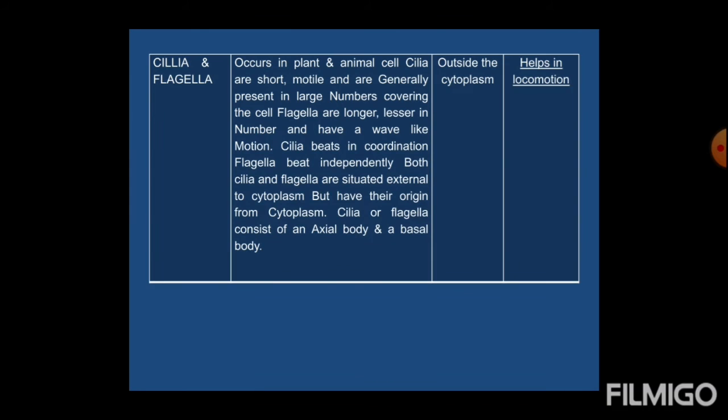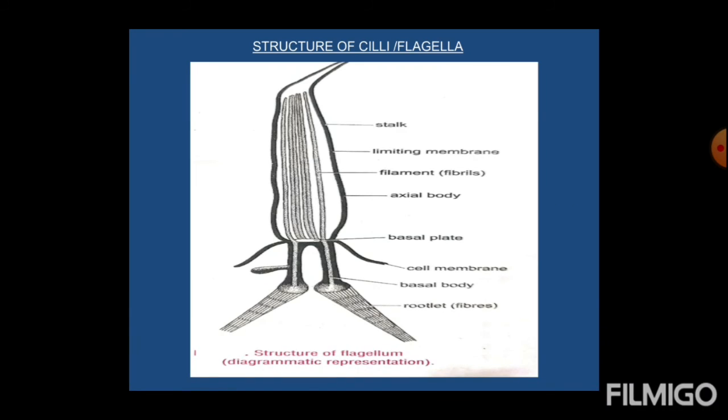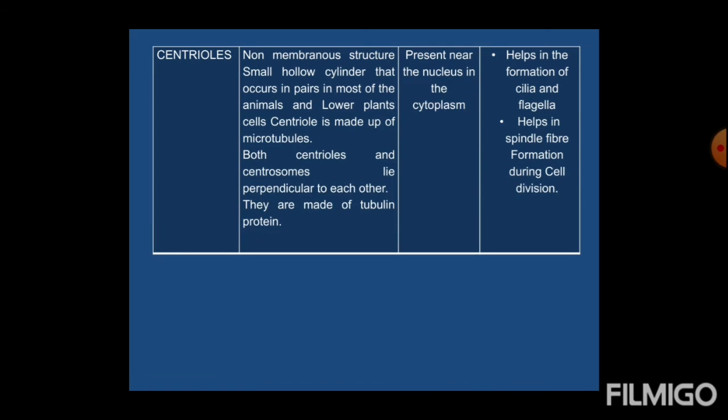They are present on the outside of the cytoplasm, but they have the same origin. Cilia and flagella consist of a body known as the axial body and a basal body. Their structure and function are the same. You can see in the diagram. This is the diagram of the cilia, and this diagram can be used for flagella also. Children, see the axial body: the upper part is the axial body and the lower part is the basal body.